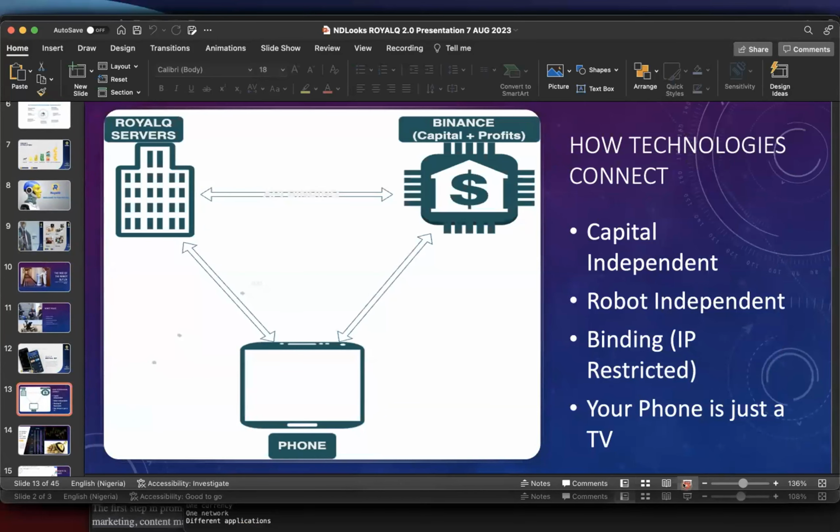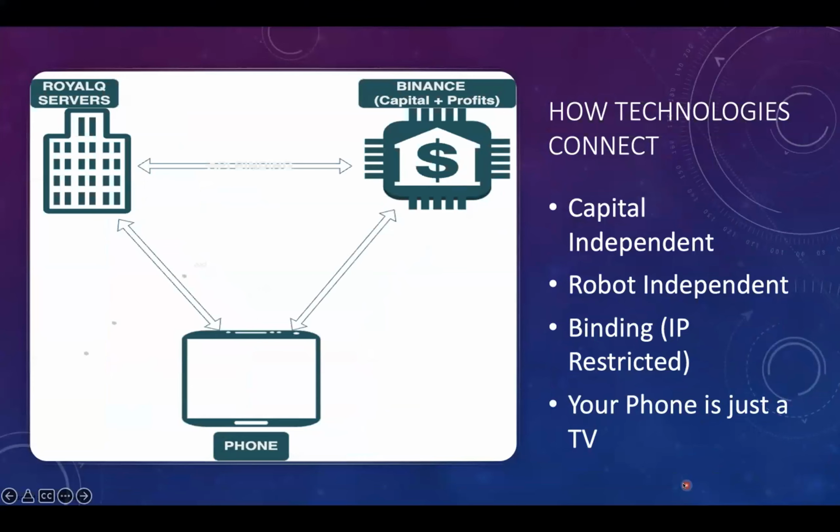And if you've watched any of my webinar replay links, you would have seen this slide. All right, so this is the RoyalQ servers, their office with their PCs, their servers. And this is Binance. This is where your money will be. Your capital and your profits are here. Username and password, you're in control of it. Google Authenticator, you're in control of it. Email authentication, two-factor, whatever it is, you're in charge here.